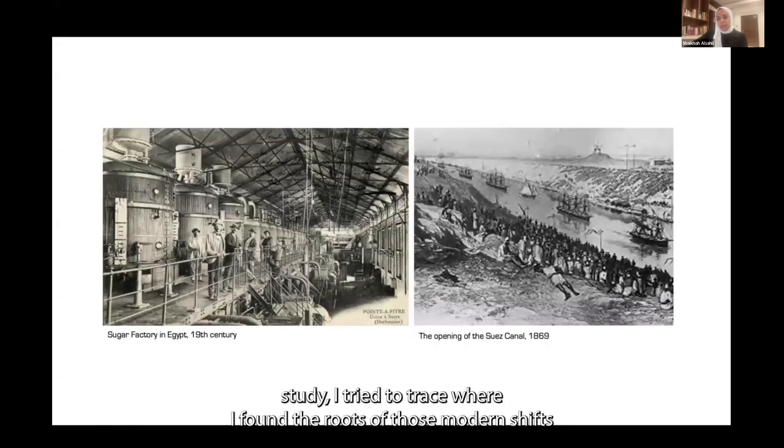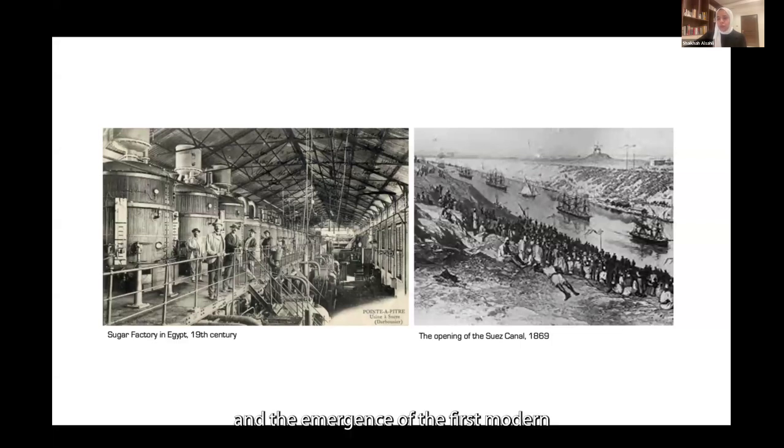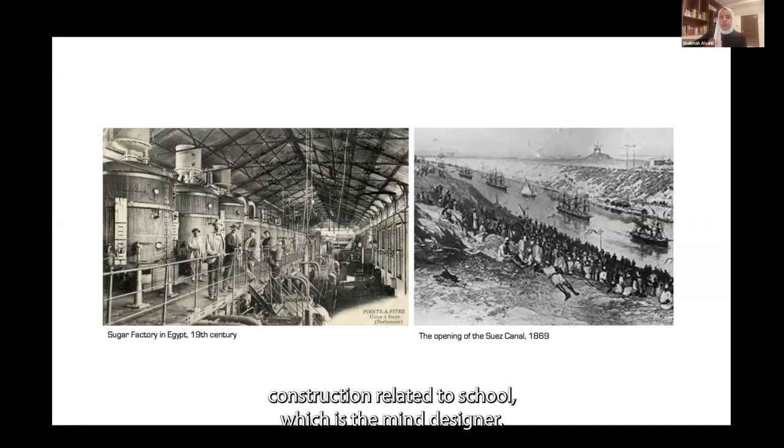So as part of my study, I tried to trace where I found the roots of those modern shifts in architectural boundaries and the transfer of knowledge. And 19th century Cairo demonstrates a very interesting case. I looked for the early moments of transformation and the shift from craft to machine, and from craft guilds to modern schools, and the emergence of the first modern construction-related school, which is the Muhandis Khana.